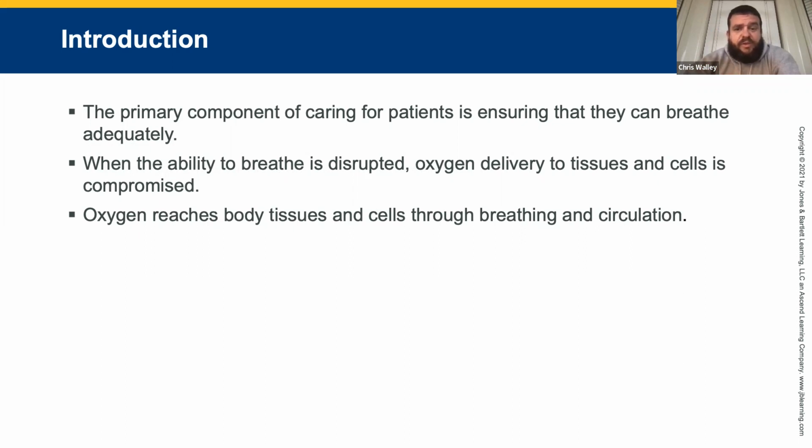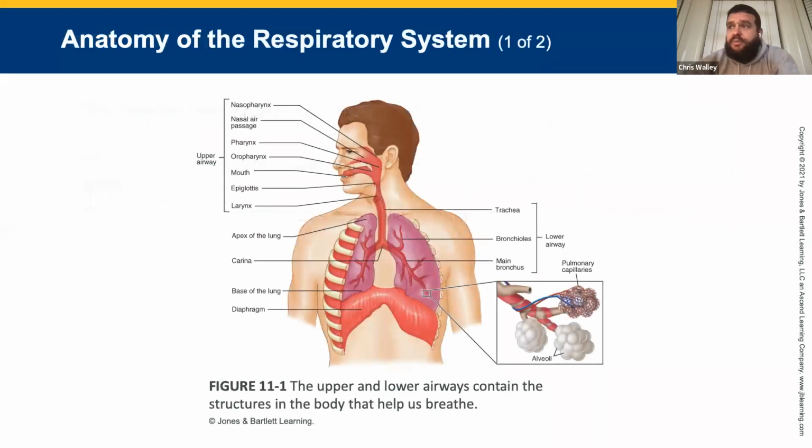When the ability to breathe is disrupted, oxygen delivery to the tissues and cells is compromised. Oxygen reaches the body's tissues and cells through two separate but related processes: breathing and circulation. All right, so here's the process. Let me get over here on the big screen. This is the upper airway. We've talked about this before. We know the parts of the airway and the anatomy. We breathe in through the nose or the mouth, and it goes down to the right and left lung.